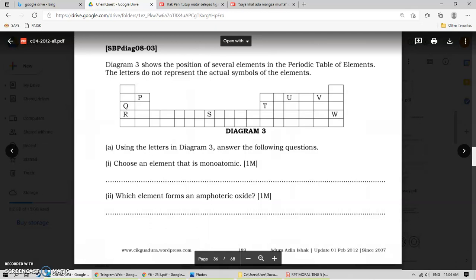A1. Choose an element that is monoatomic. Monoatomic can only come from group 18. So the only answer we have there is W. Which element forms an amphoteric oxide? If you have learned about the period 3 elements, you will know that T is aluminium, and aluminium oxide is amphoteric. So which element forms an amphoteric oxide? T is the answer.